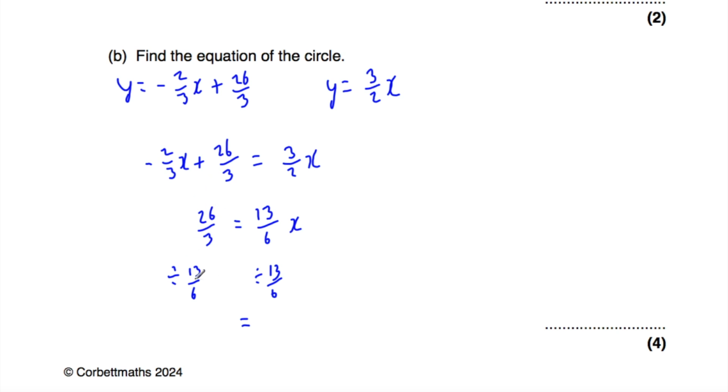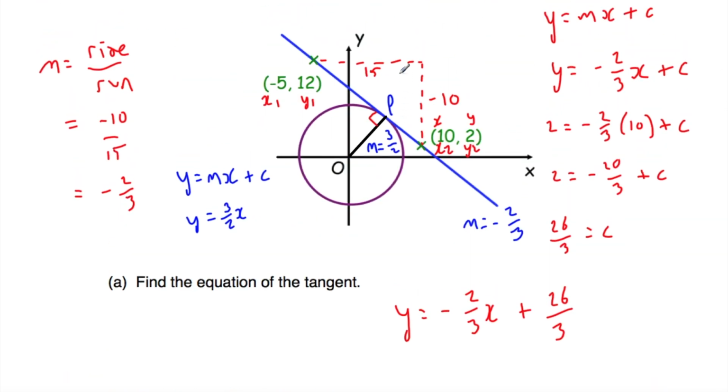26 thirds divided by 13/6 is equal to 4. So that's what we get on the left-hand side. And on the right-hand side, we're dividing by 13/6 to get rid of the multiplying by 13/6, so we'll just be left with x. So we now know the x coordinate of P, the point where the tangent to the circle is, that the x coordinate is 4. So let's go up. We know that the x coordinate of this point P is 4. Let's now find the y coordinate.